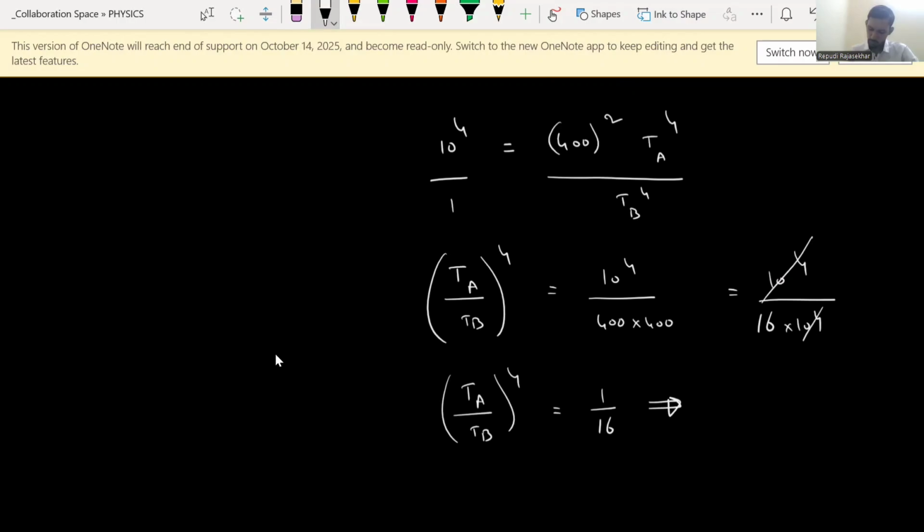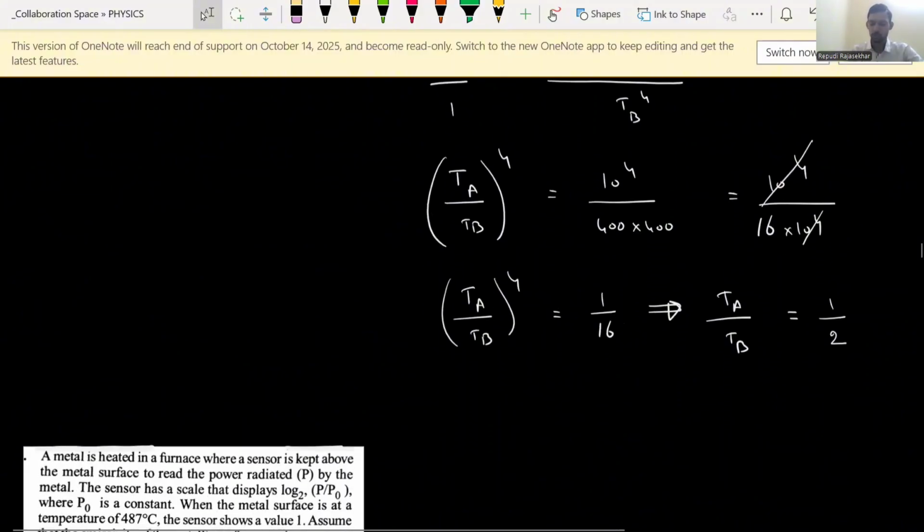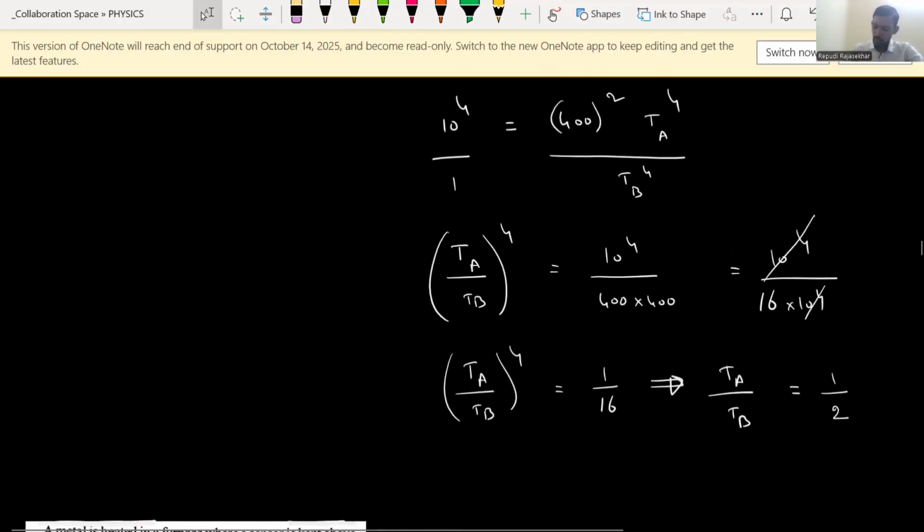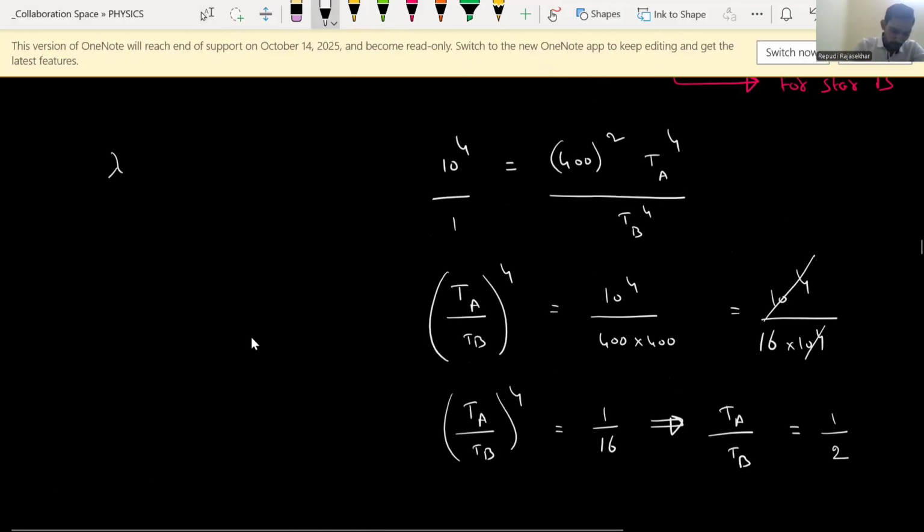So TA by TB whole power 4 equals 1 by 16. That means TA by TB equals 1 divided by 2 power 4 under the fourth root, so the final answer becomes 2 only. Hope step by step is not required, this is not LKG UKG. So TA by TB equals 1 by 2. Done.